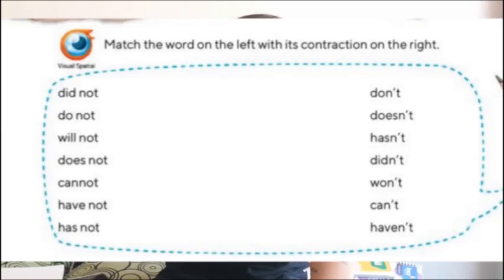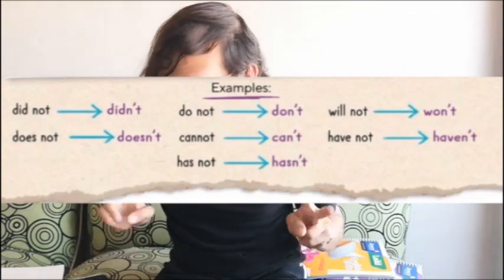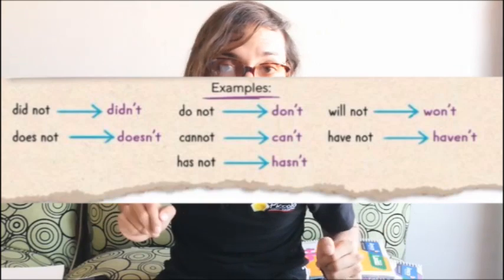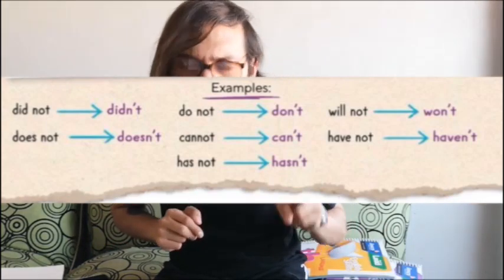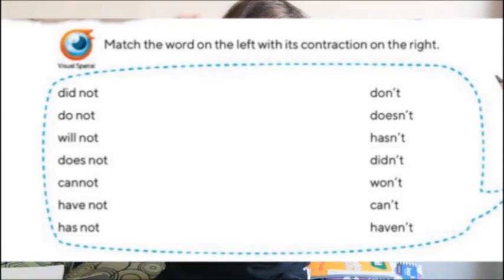Alright, let's read it together. Instruction number 2 together. 1, 2, 3. Match the word on the left with its contraction on the right. Simple. We already have the answers. If you take a look at the first part of this page and then at the second part, the activity, you will find all the answers in the first part. Super easy. But let's try and make one or two. Here it is. This is the page. Maybe it's going to cover my face.